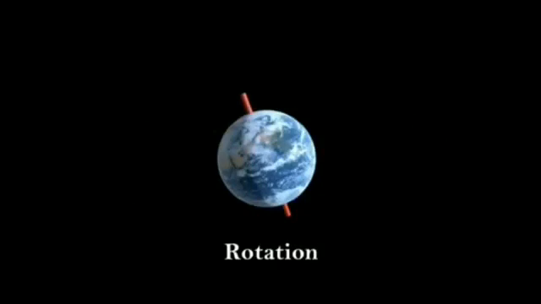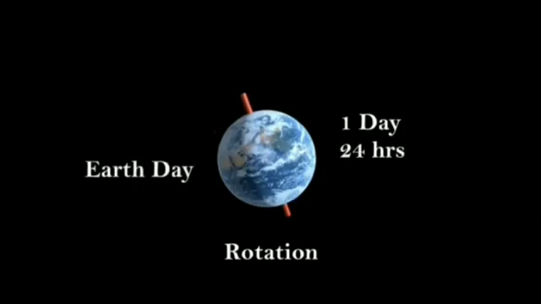Our Earth rotates, and the globe completes its rotation in one day, which means 24 hours. The Earth takes around 24 hours to complete one rotation around its axis. The period of rotation is known as an Earth day. This is the daily motion of the Earth.